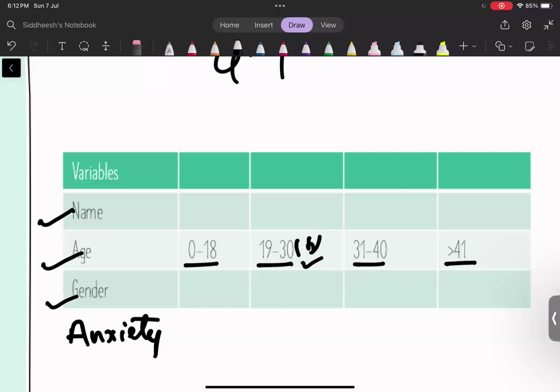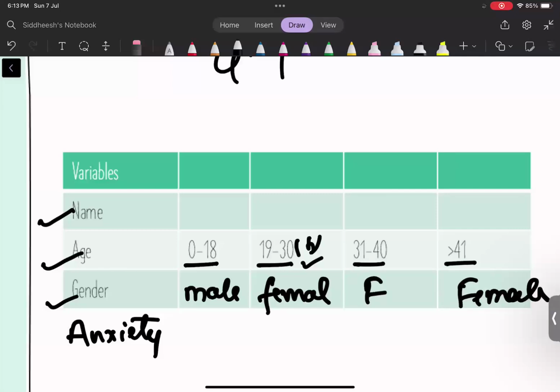In the gender part, you are writing, suppose, male. The next patient you got, female. The next patient you got, female, and again you got female. Done. So what is the issue with this data now, with this type of data collection? Tell me. Anyone? Any guesses? What is the issue with this data collection form?